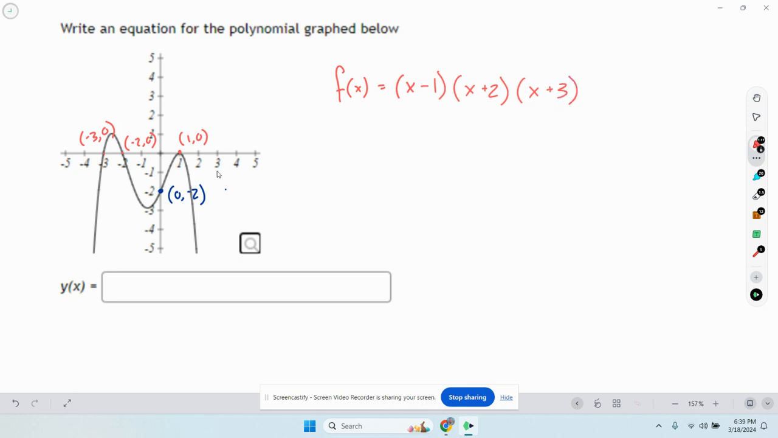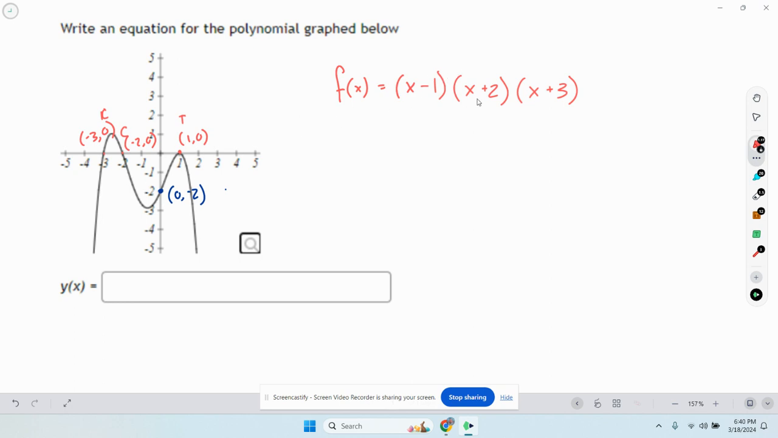Now, the second thing you have to keep in mind is: is it crossing or touching at each of these intercepts? At the 1, it is touching. It hits it and turns around. At -2, it's crossing. And at -3, it is crossing again. So these are both crossing and this is touching. What does that mean? When you have an intercept where the graph crosses, that means that factor shows up an odd number of times. So its multiplicity or its exponent must be odd.